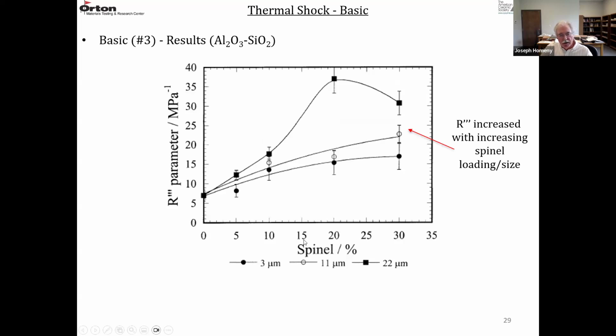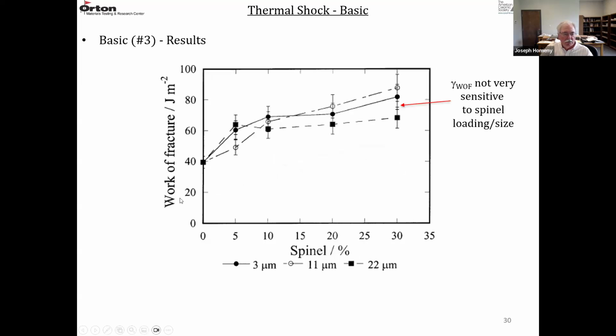So R3 prime was calculated versus the spinel content. R3 prime increased with increasing loading and size. The bottom curve is the smallest particle size, 3 microns. The next curve, a little bit higher, is 11 microns, and then the top curve is for the largest size, 22 microns. So going up in particle size, R3 prime increased, and going up in spinel content, R3 prime increased.